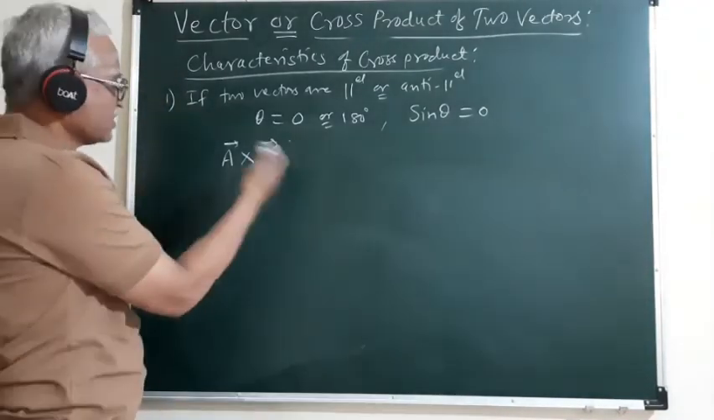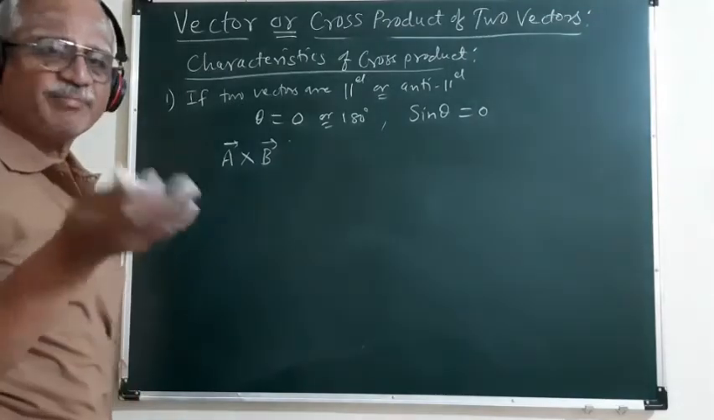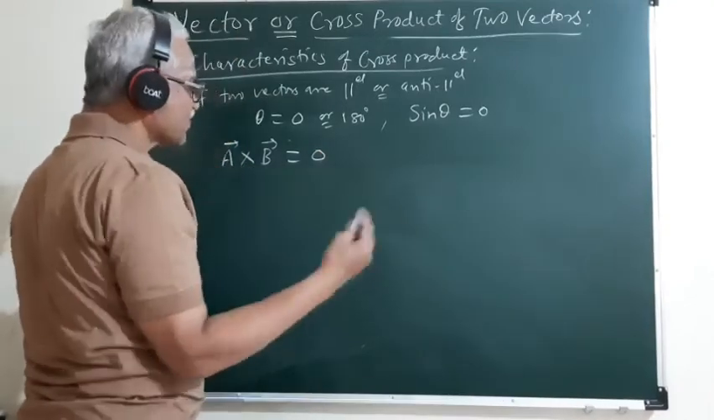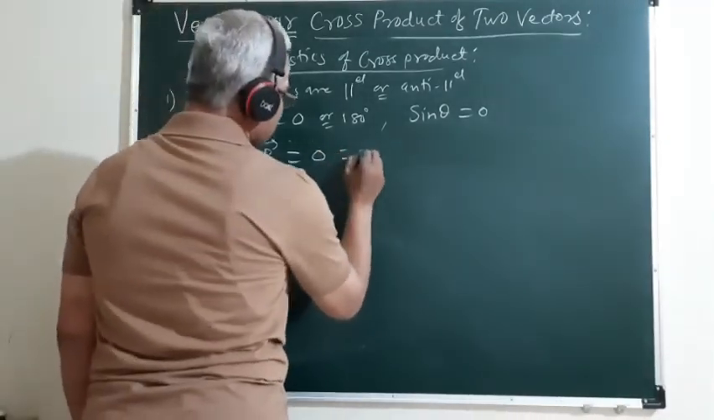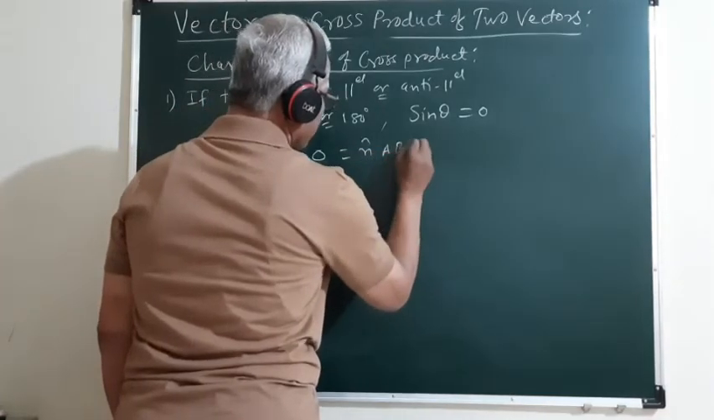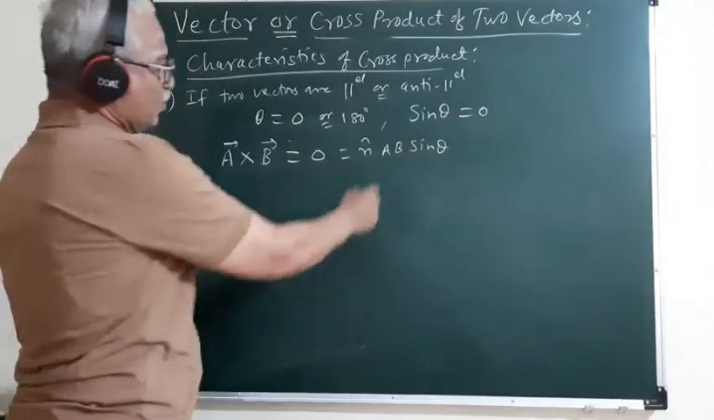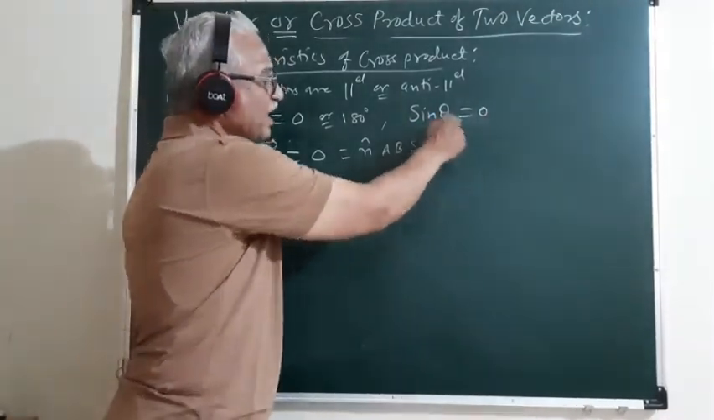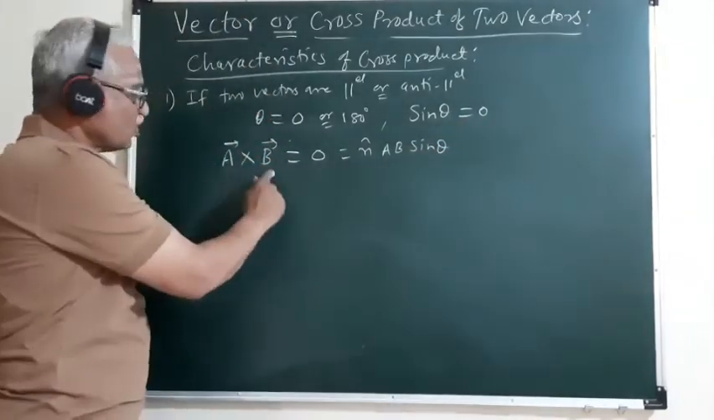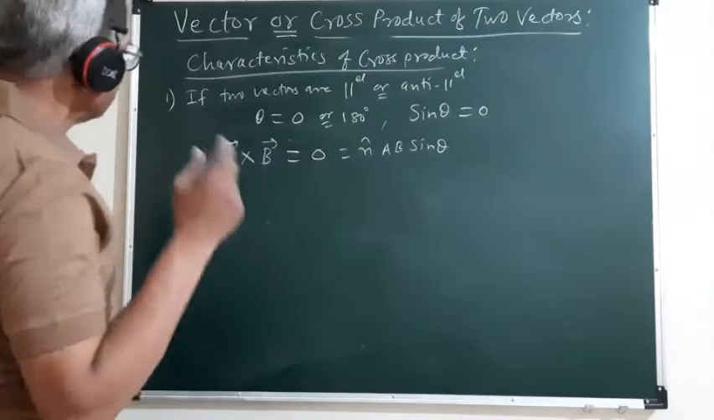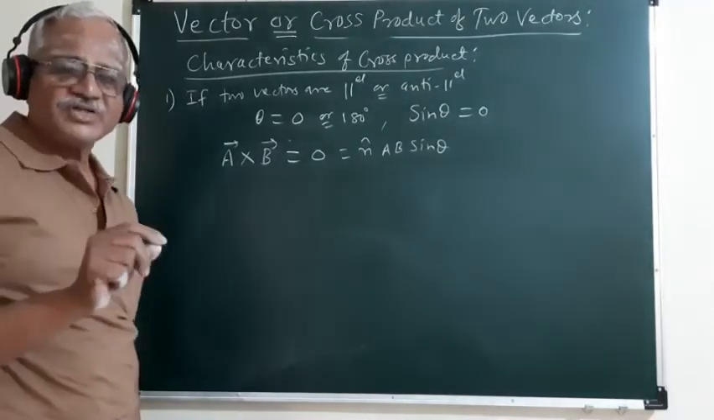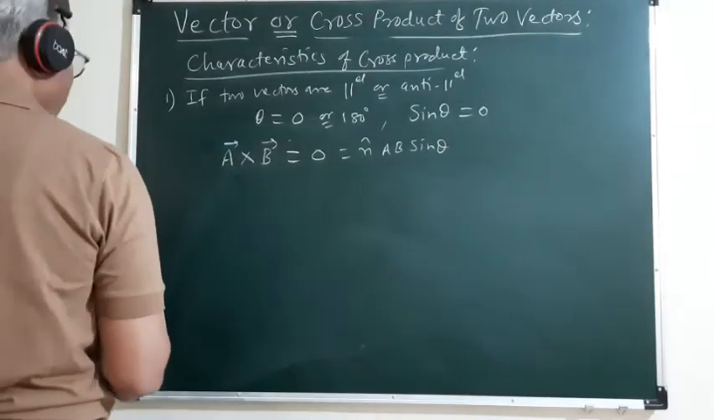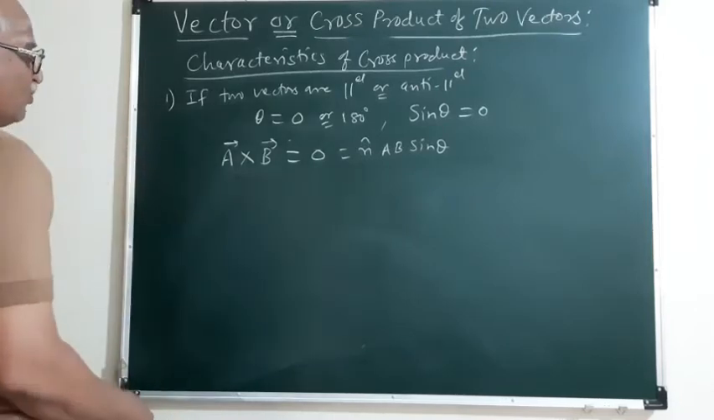If we have these two vectors a bar and b bar, such that the two vectors are either parallel to each other or anti-parallel to each other, this cross product will work out to be equal to 0, because since it is expressed as n cap a b sine theta, though the magnitudes of a bar and b bar are non-zero, since the value of sine theta works out to be equal to 0, the cross product of two vectors works out to be equal to 0 if the two vectors are either parallel to each other or they are anti-parallel to each other. So this is the first characteristic of the cross product or vector product of two vectors.